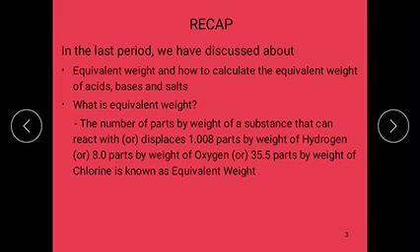The number of parts by weight of a substance that can react with or displaces 1.008 parts by weight of hydrogen, or 8 parts by weight of oxygen, or 35.5 parts by weight of chlorine is known as equivalent weight.